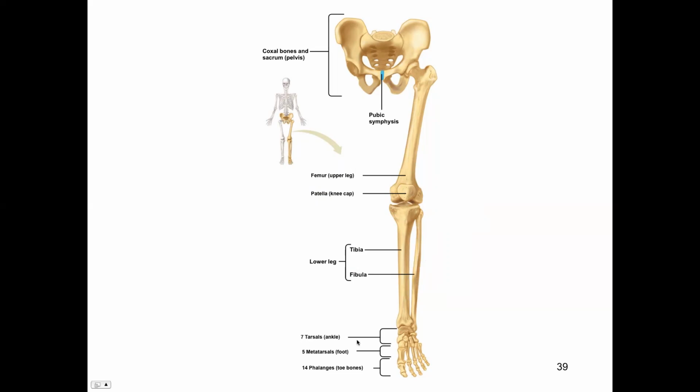Now, tarsals is what we have to make up the ankle. We have 7 of those. Then since we have 5 toes, we have 5 metatarsals. And again, we have 14 phalanges, because we lose 1 phalangeal bone at the big toe, all right? So instead of 15.